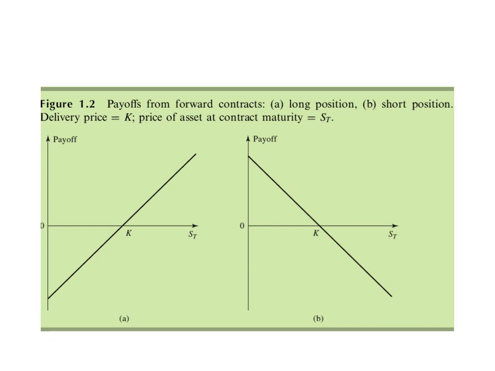This figure clearly shows the payoff from a forward contract, long position and short position. Delivery price equals K, and the price of the asset at contract maturity is ST.